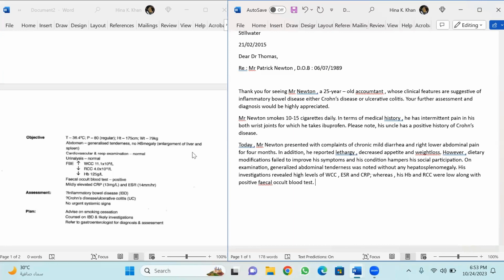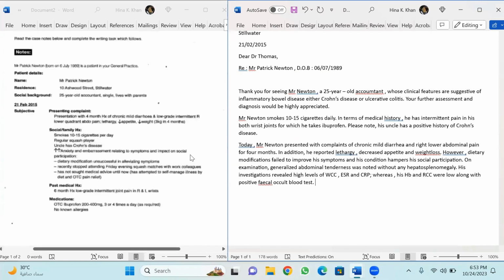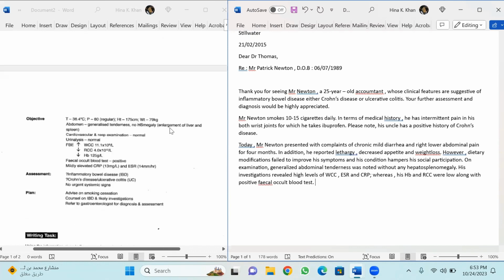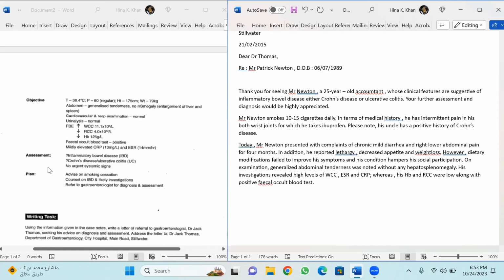Now if we look at this, what we have done is we are done with presenting complaints, we are done with past medication, we are done with ibuprofen, everything. Now this section is done. Now we are done with what? Objective. We are done with all his investigations. Now what we did further is that we are just suspecting either he might be having this or this, and again there are no urgent systemic signs, and we are going to advise him on this, and we are going to do this.